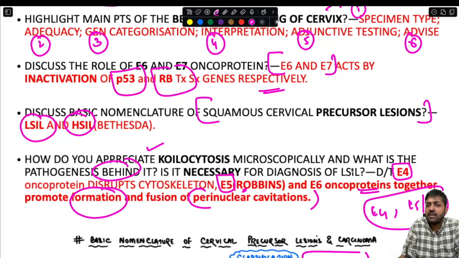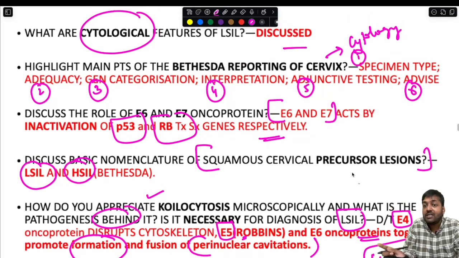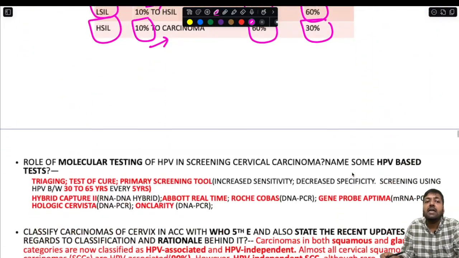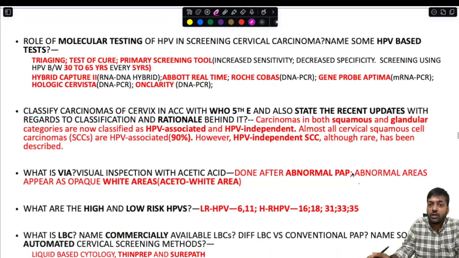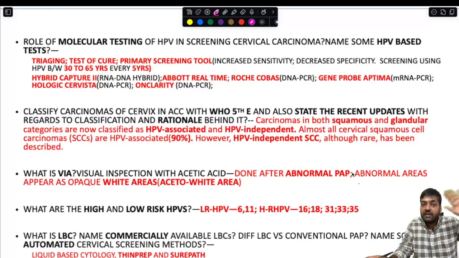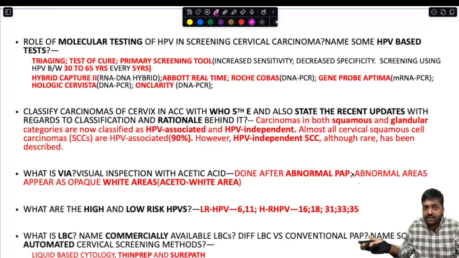Is coilocytosis necessary for diagnosis of LSIL? No, it is not necessary. Nuclear features are far more important for diagnosis of LSIL. Now coming to more important questions over here, because the viva will basically go now towards the HPV screening or the molecular screening of HPV, and it will also go towards cervical carcinoma as well as the various screening tests and the vaccines which are available.